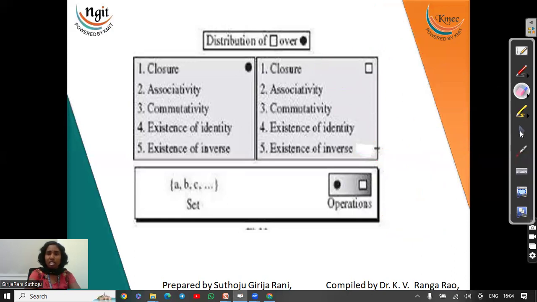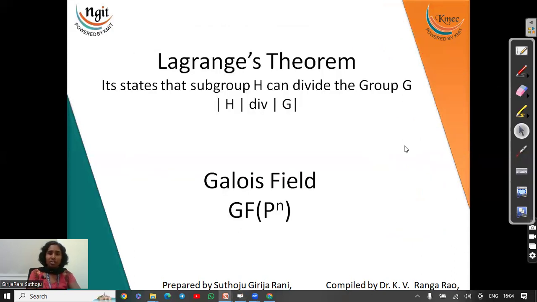Now let us move on to the next concept, that is Lagrange's theorem. Lagrange's theorem is a theorem where we have G as a group and H as its subgroup. A subgroup may be any part of the original group G. If H is a subgroup of G, then the order of H must divide the order of G for sure. That indicates that G is the larger and H is a subgroup, where H must divide G for sure. So this will be very clear.